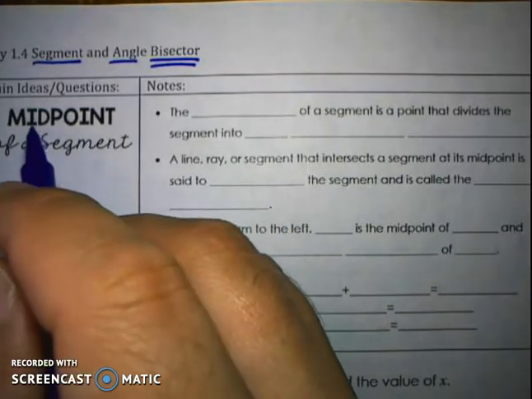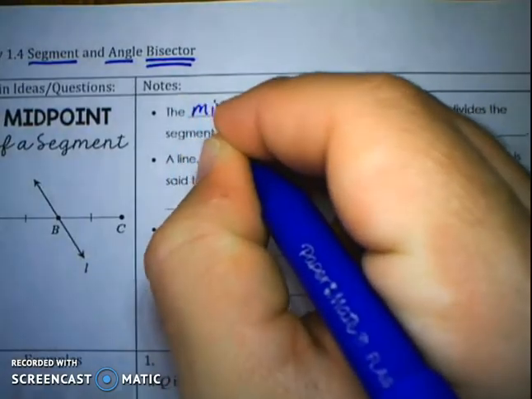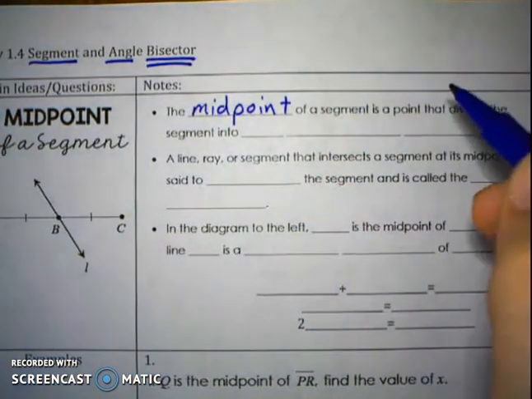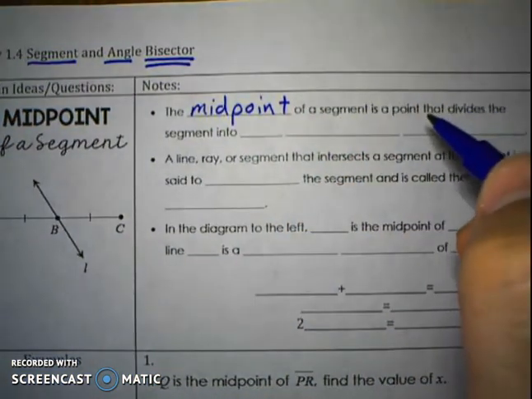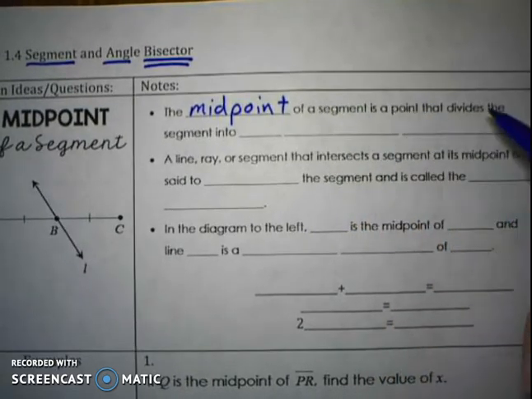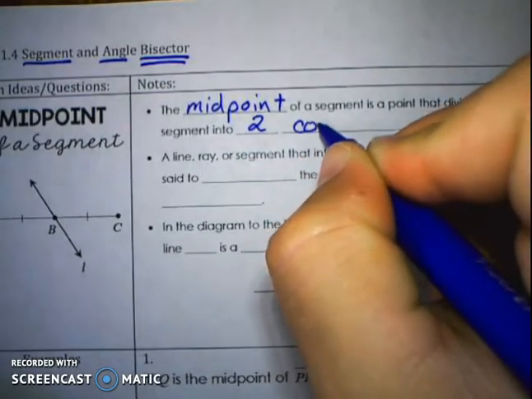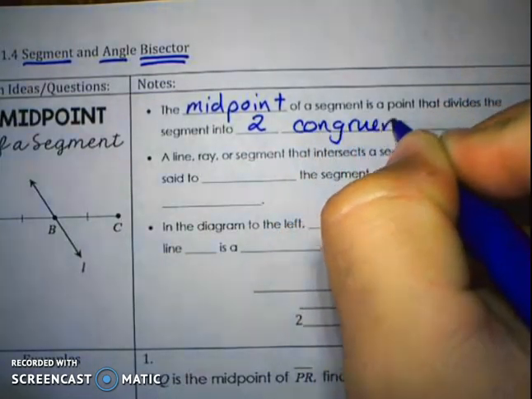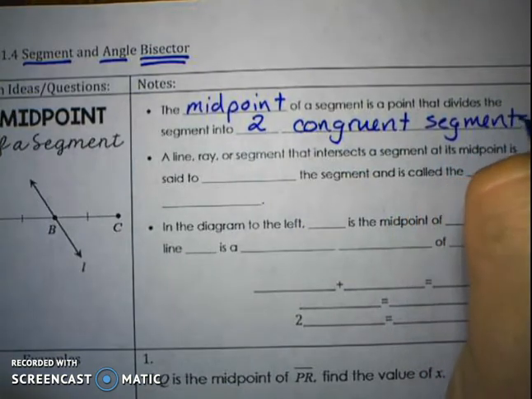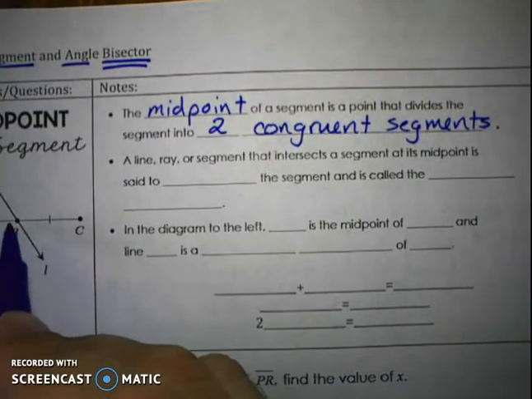It makes sense that the midpoint, it's just spelled like this, of a segment is in the middle. But we want to focus on what that does to the segment. So a midpoint of a segment is a point that divides the segment into two congruent segments. Okay? So this point would be our midpoint.